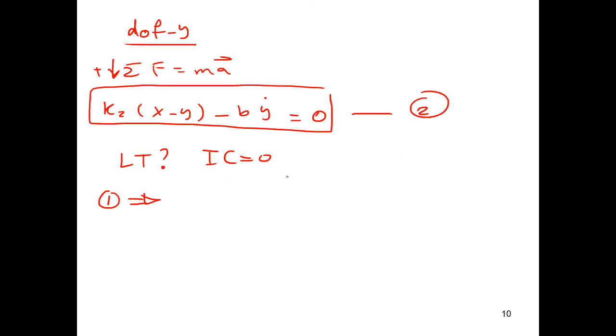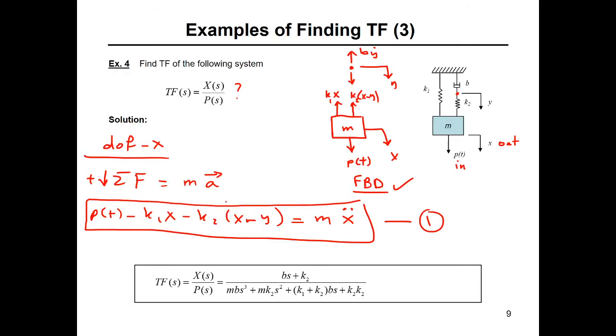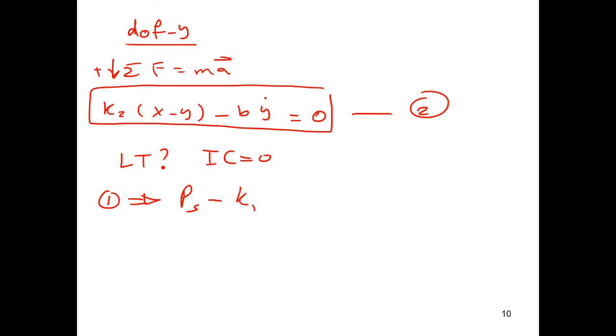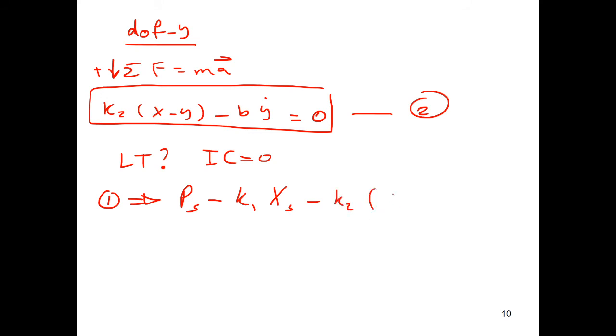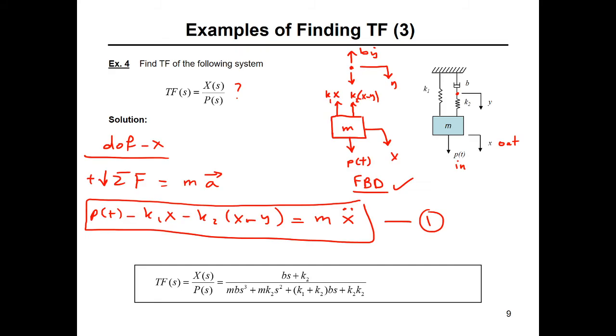So from 1, P of t, I'm going to call it P of s. I don't know what this equation is, I don't care. Just call it P of s. Minus K1 X(s), minus K2 (X(s) minus Y(s)). Oops. What happened? I don't know why I erased everything.